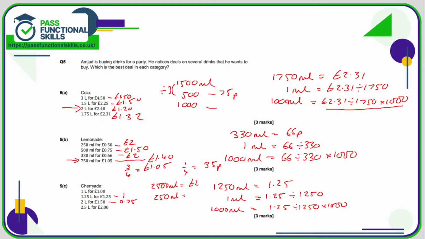Now 250 is 10 times less, so it's going to cost 10 times less than £2, so it's going to cost 20p. So therefore for 1,000 millilitres, well, 250 is a quarter, so if a quarter of a litre is 20p, then a full litre is 4 times that, which is going to be 80 pence. As we can see, the 2 litres for £1.50 is the best option here.